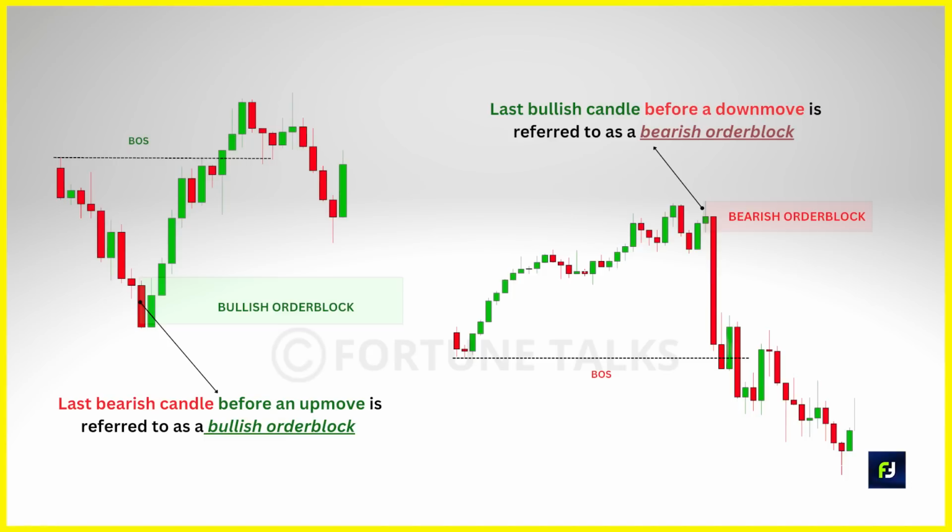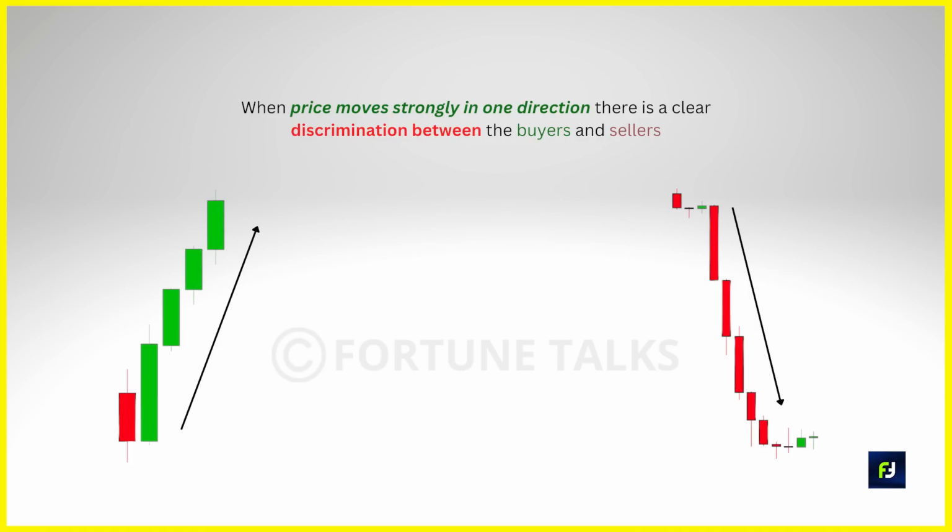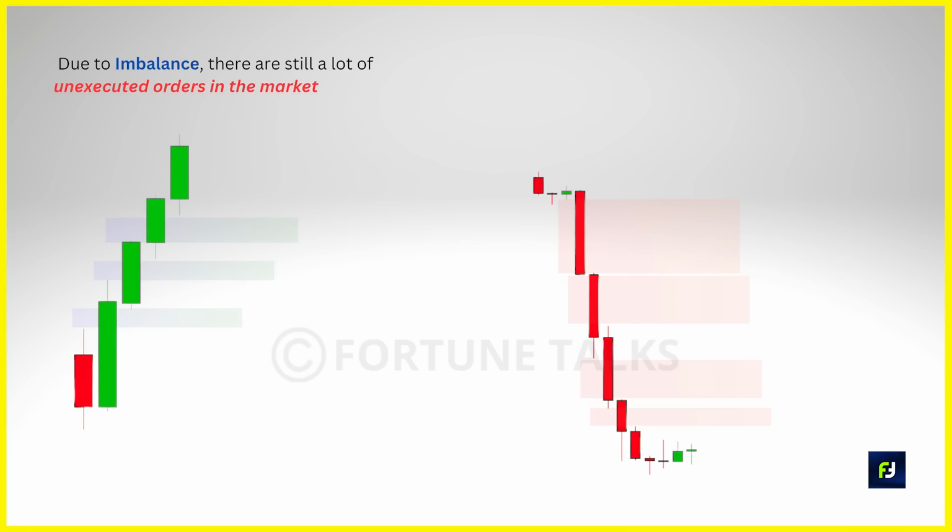Now you can ask me, why is an imbalance or fair value gap for that matter considered an inefficiency? The reason is simple and straightforward. When price moves strongly in one direction, and that too by means of large-bodied candles, there is a clear discrimination between the buyers and sellers. Let me explain. Imbalance, as the name suggests, is an area of unequal market moves where there are only buyers or only sellers which exist in the market. The reason we call this an imbalance is not only because it is an imbalance between buyers and sellers, but because there is literally an imbalance in the market.